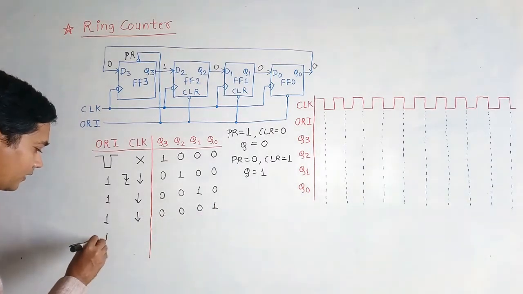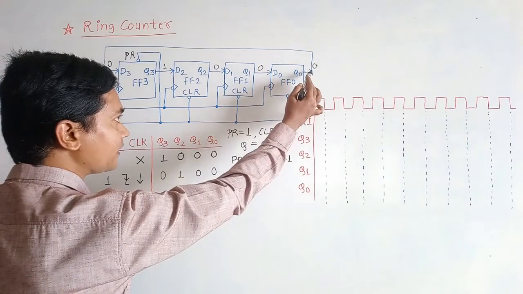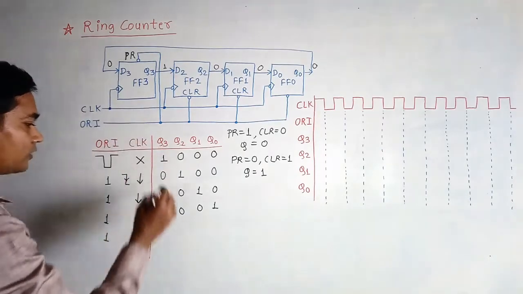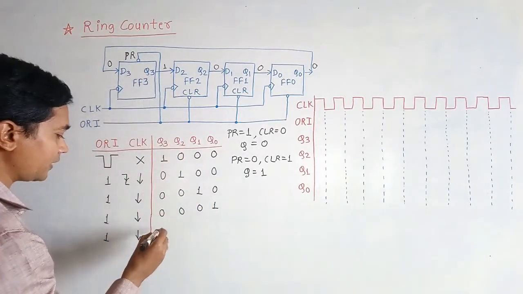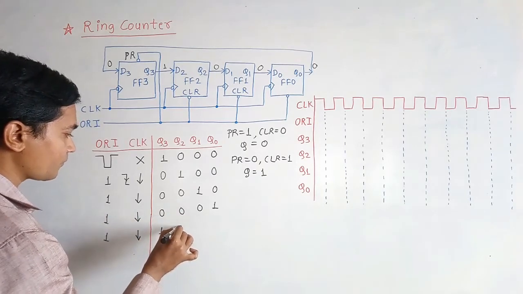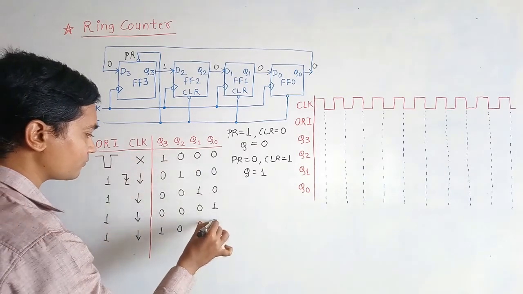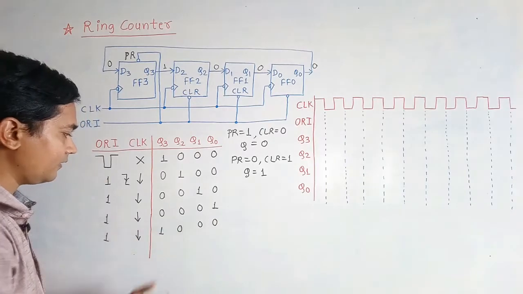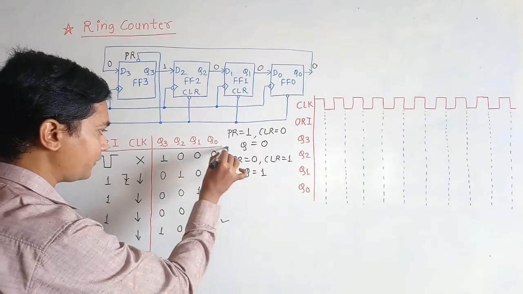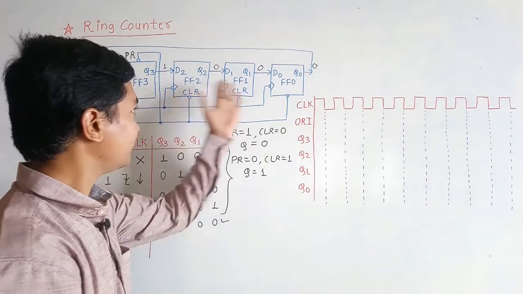Now when the next clock, that is a falling edge, is applied, that time again this 1 will be coming at Q0, so this is waiting at the input of D3, flip-flop number 3. So this 1 will be shifted to Q3, and this 0 will be shifted to Q2, this 0 to Q1, and this 0 to Q0. So here you can see this combination is repeated. So totally we are having 4 combinations at the outputs.